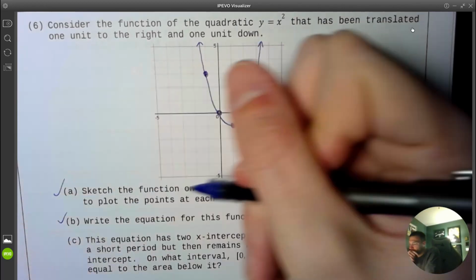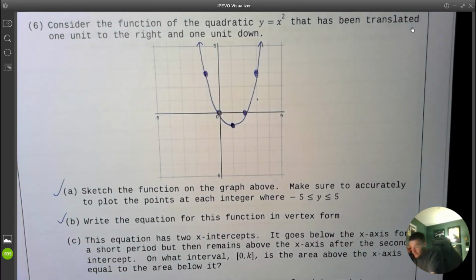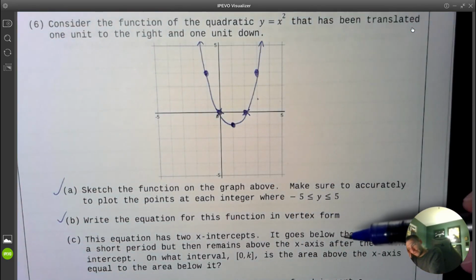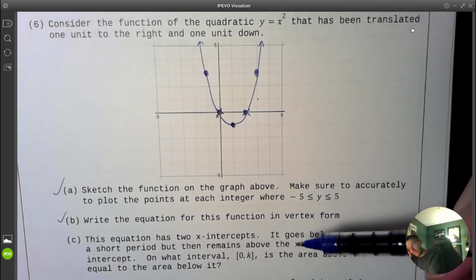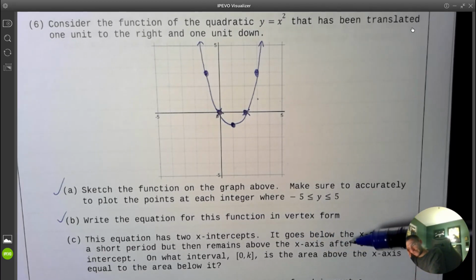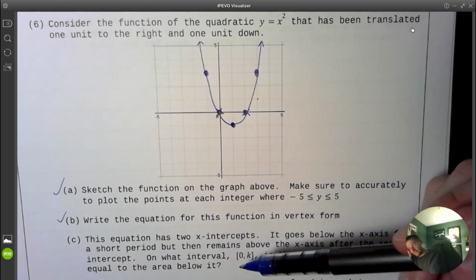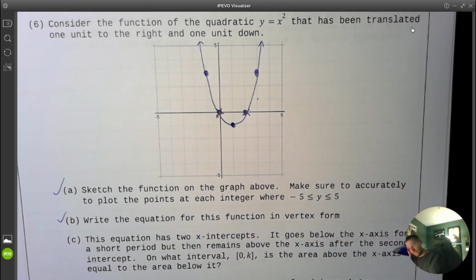A, B. This equation has 2 x-intercepts. You are right. It goes below the x-axis for a short period, but then remains above the x-axis after the second intercept. Okay. Now what interval from 0 to k is the area above the x-axis equal to the area below it?